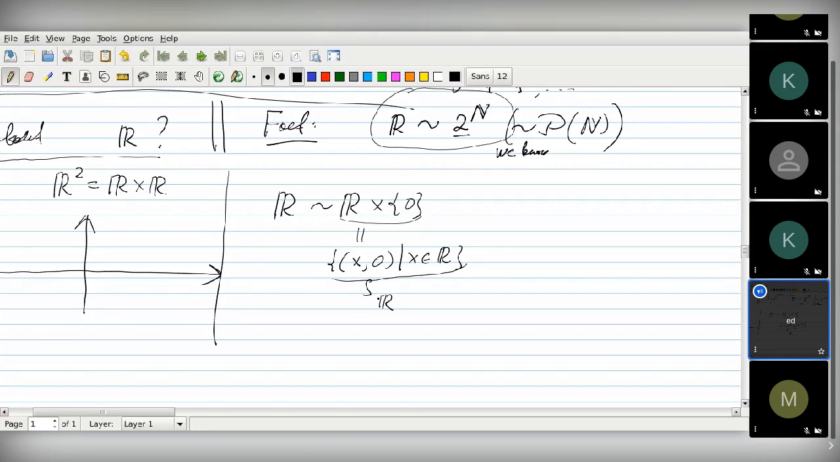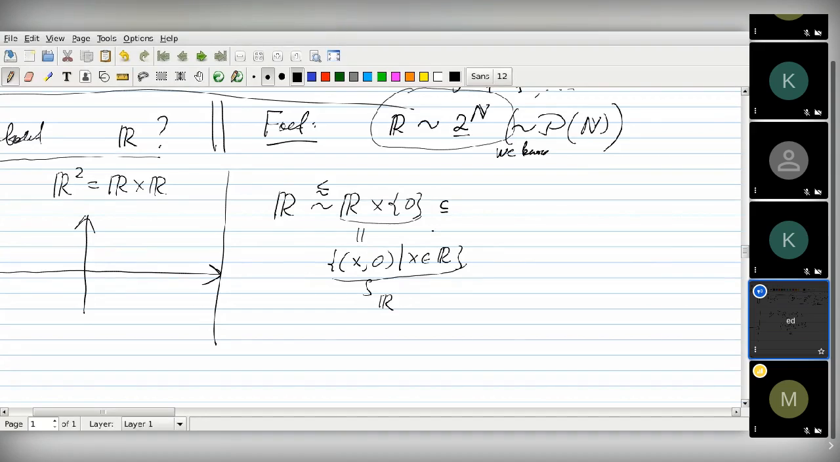Of course, as many as we have real numbers. Is it clear? Yes. You may map every pair to its first coordinate, and that will be a bijection. Okay. These two are equivalent. Hence, this one is embeddable into this one.